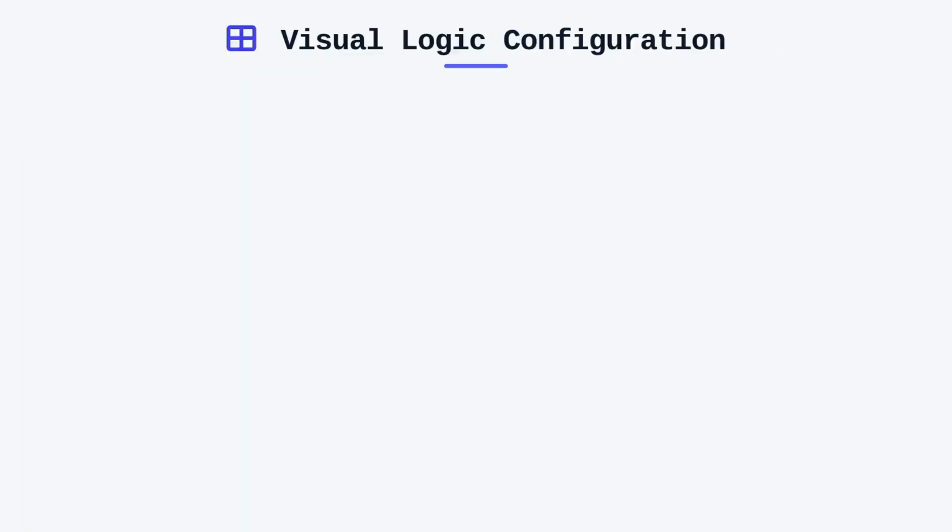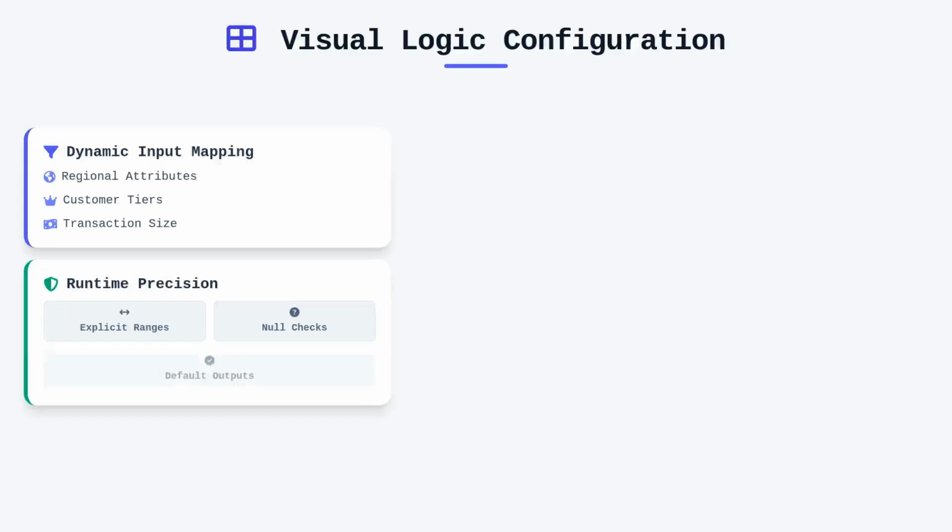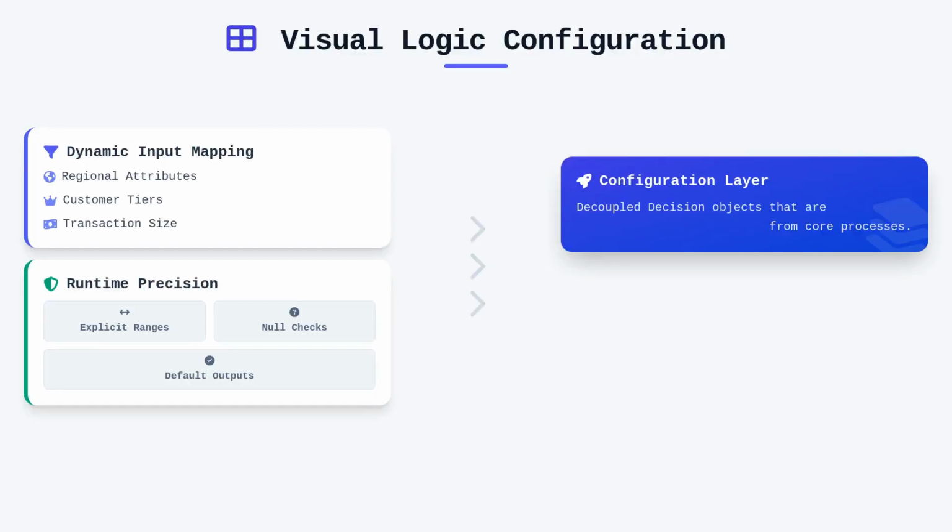The visual configuration of these logic tables allows you to map various input attributes, such as region, customer tier, or transaction size, against multiple columns to dictate the final output value. As you construct these tables, you will notice that the interface allows for explicit definitions of ranges, null checks, and default outputs, reducing the risk of unexpected results during runtime. Developers should view these tables not just as static containers, but as active components of the application's configuration layer, which can be versioned and deployed independently of the processes that call them.